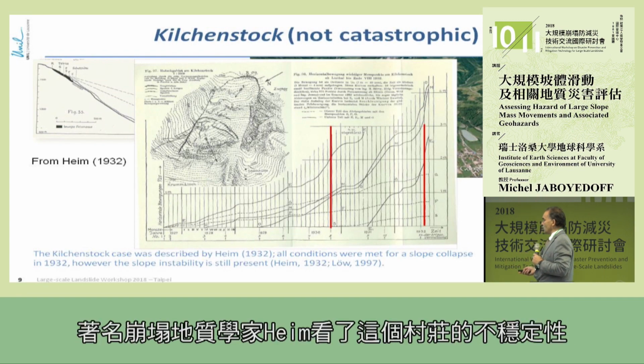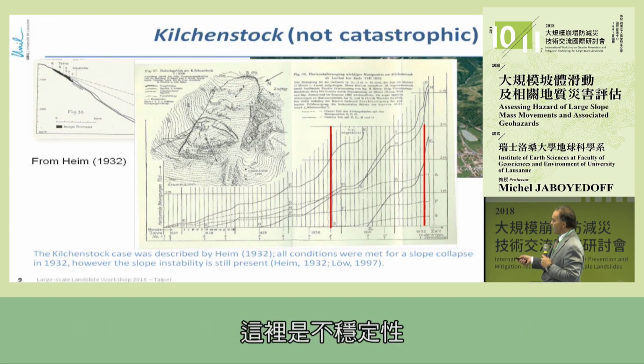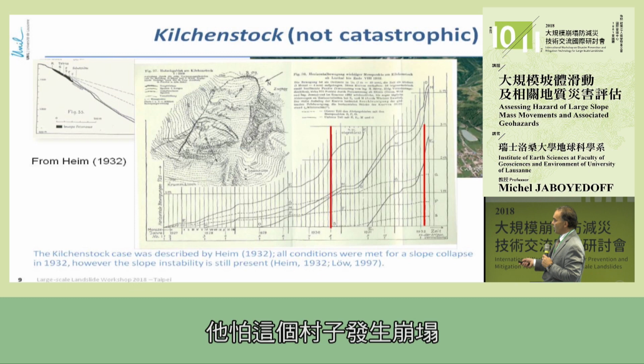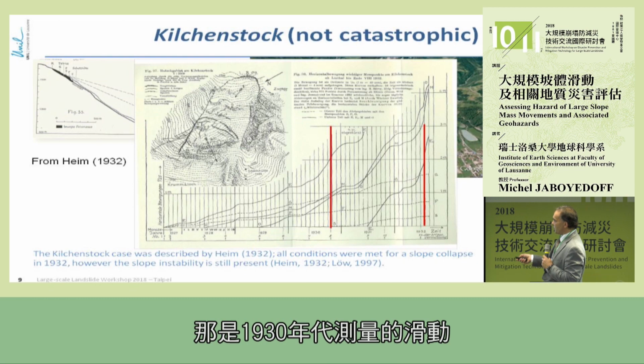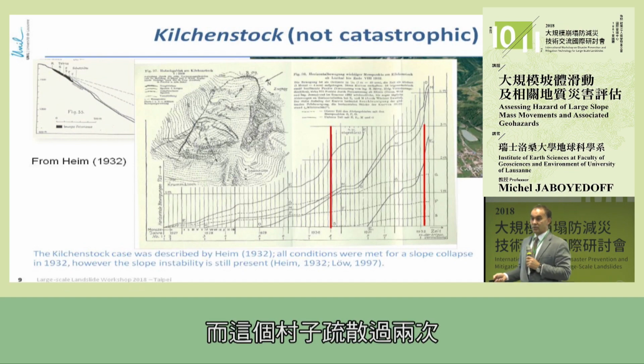In 1932, Heim, a famous geologist for landslides, looked at this instability. You have the village here, and this is the instability here. He was afraid that this was failing on the village. And this is the movement. You see, this is 4 meters. The movement that they measured during this period, in the 1930s, and he evacuated the village 2 times.